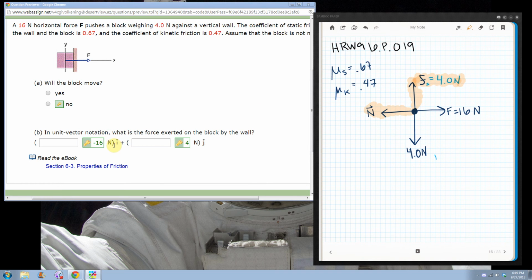So in the i direction, that's the x stuff, we said this was 16. Remember we found that out from the other page. It's to the left, so it'll actually be negative 16. That's why this is negative 16 newtons in the i direction, the x direction. And then the friction is 4, and it's up, so in the y direction that would be positive 4. So that is why we have negative 16i plus 4j for our answer in unit vector notation, the force created by the wall. And that's it. That's the end of that problem.